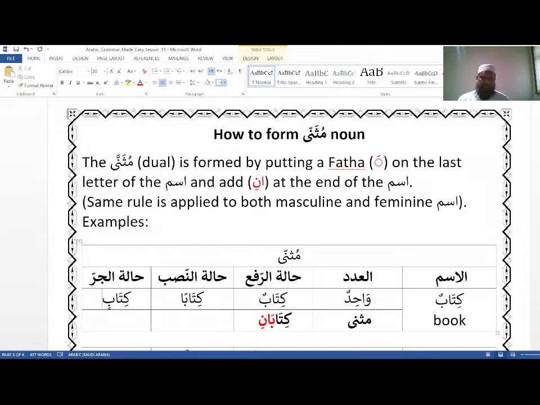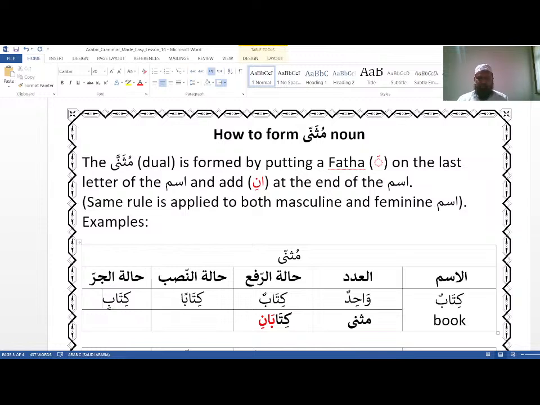When does an ism come in halatul rafa? If it's in jumla fi'liya, if we're using al-fa'l al-madi, the ism will be fa'il, halatul rafa. When is the ism in halatul nasb? In jumla fi'liya, the ism is maf'ul. We've learned all this. Maf'ul is in halatul nasb. When the ism is in halatul jar, we still haven't learned it. But just remember, an ism also can be in halatul jar.